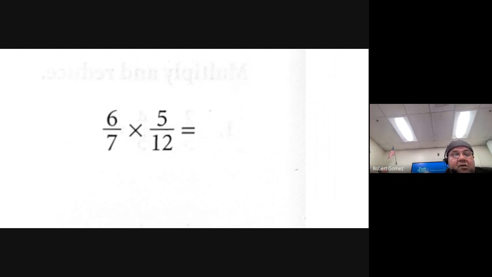Okay. So I have 6 over 7 times 5 twelfths. Okay. So once again, I'm going to cross cancel. So 6 and 12, yeah, I can do that. So I'm going to use 6 here. 6 divided by 6, that's 1. 6 divided by 12 is 2. 5 and 7, we can't really do anything with. So let's multiply. We have 1 times 5 is 5. And then 7 times 2 is 14. There we go. We have 5 14ths.